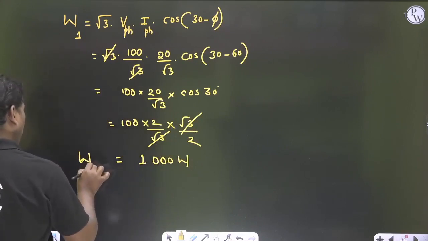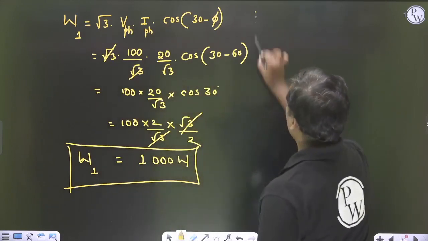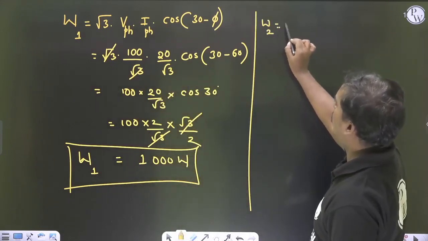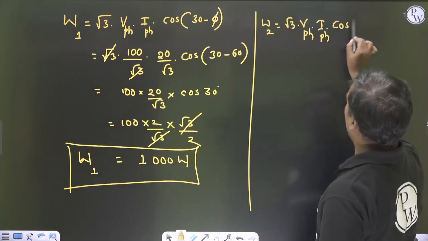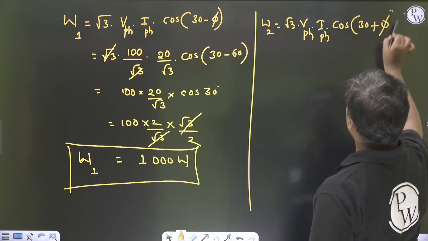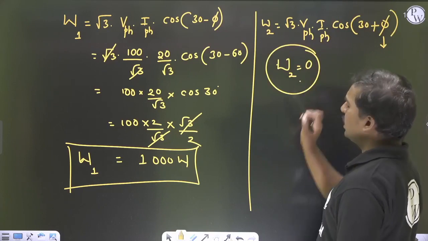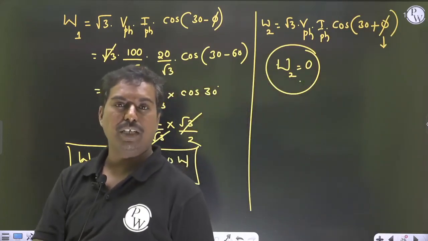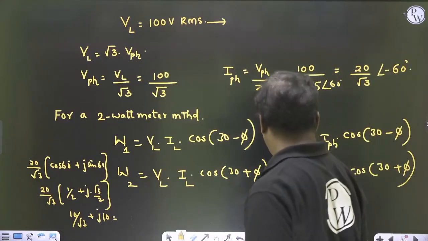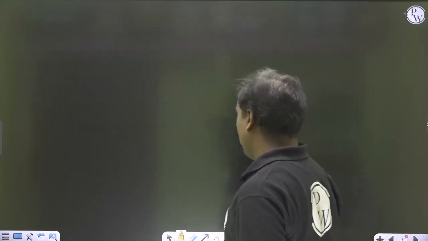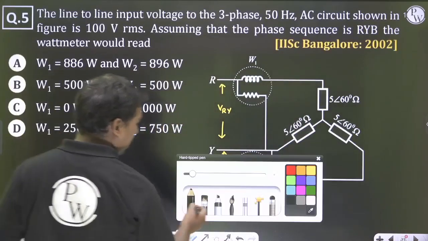So this is W1. At one of the wattmeters the reading gets negative. So what about the other wattmeter? W2 is equal to root 3 VPH IPH cos of 30 plus 5. If you take this 5 as 60, this will be 0. One of the wattmeter readings is 0. You can take W1 as that and W2 as this. So definitely we can go for this option. You understand? The right answer is option C.